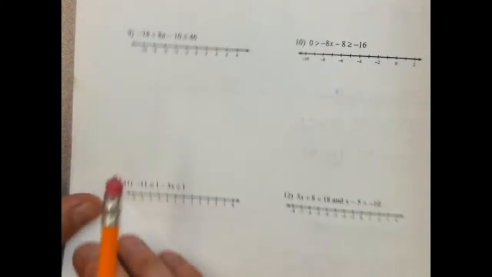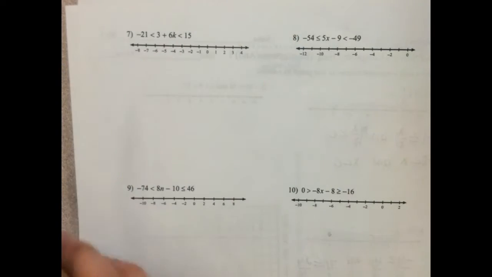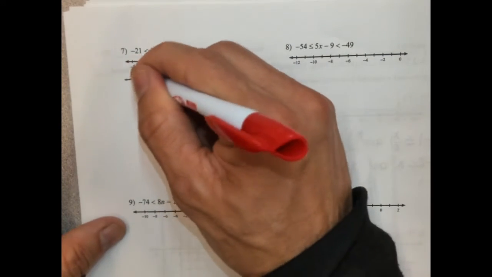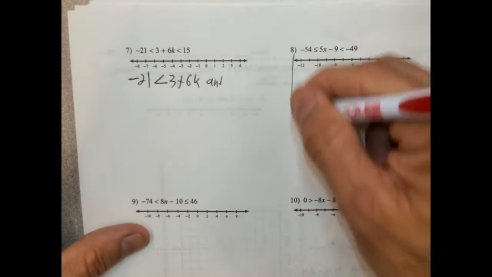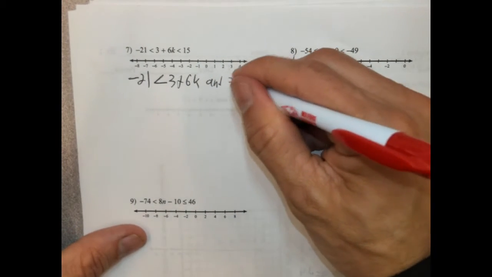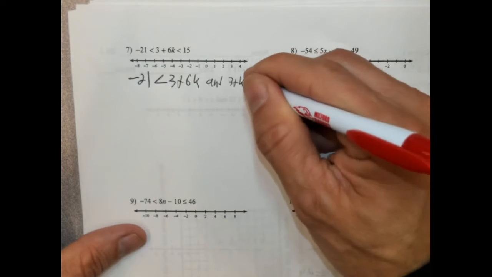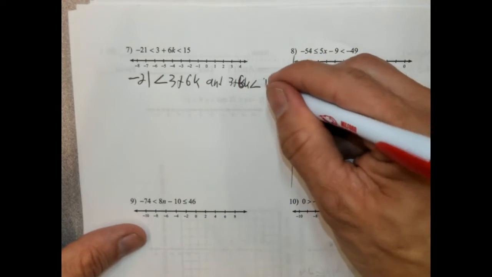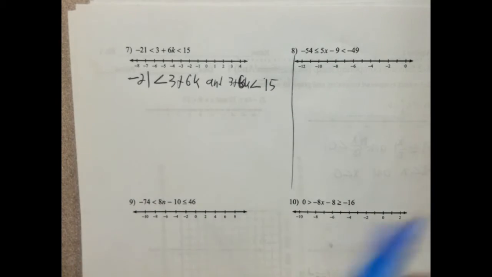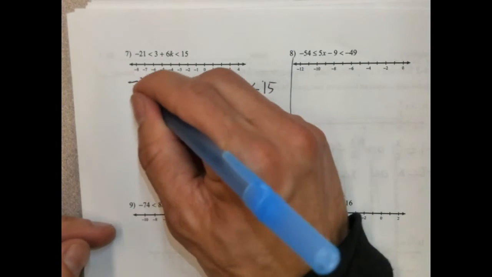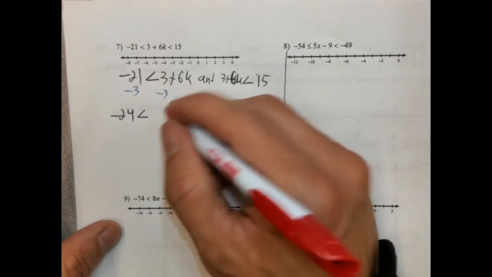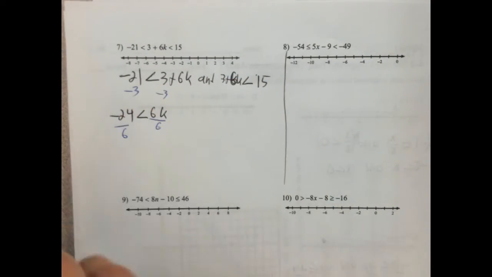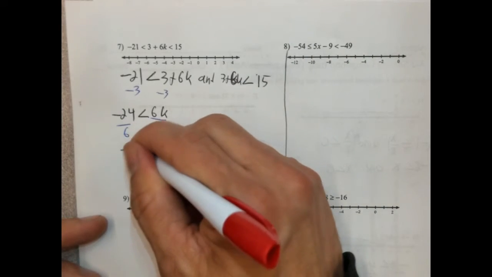Okay, let's try the back side. So 7. -21 is less than 3 plus 6k, and let's see if I have enough space here. 3 plus 6k is less than 15. Oh, why did I put kk? 6k. 15. Okay, so let's subtract 3 from both sides. That's going to give us -24 is less than 6k. We're now going to divide by our coefficient, which is 6. And that's going to be -4 is less than k.